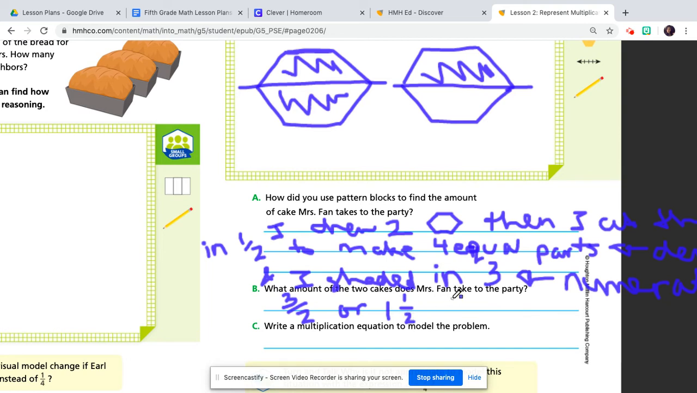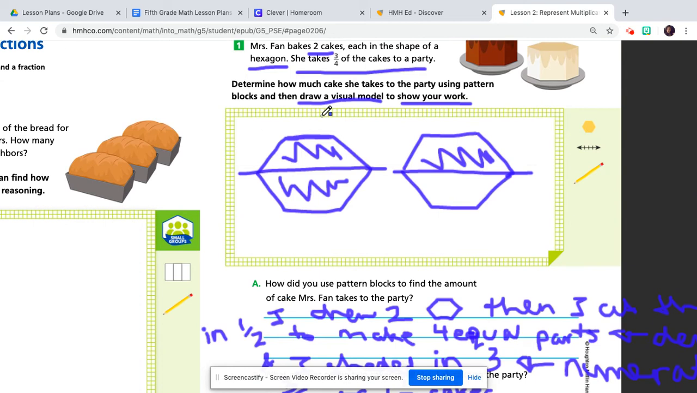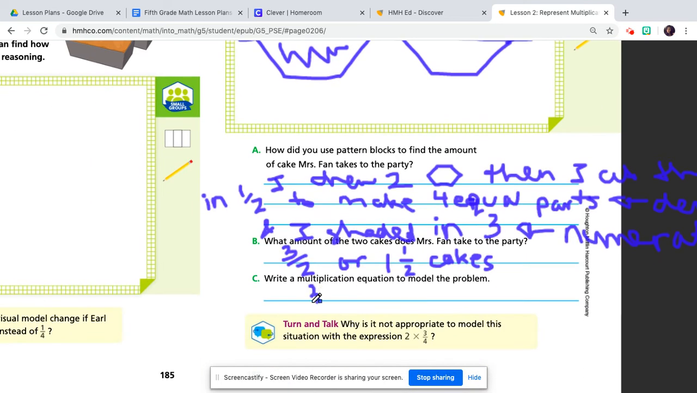Now remember, what we are doing here is trying to use pictures to show multiplication problems. Just like we were talking about yesterday in the Are You Ready, we could multiply to check our work here. Our original problem said that we have 2 cakes, and she takes 3/4 of those cakes. Remember, the word of means to multiply. So if I have 3/4 times 2, and it says to write a multiplication equation to model the problem, I know that my 2 I'm going to have to put over 1, because 2 divided by 1 is still 2. Any whole number is over 1.